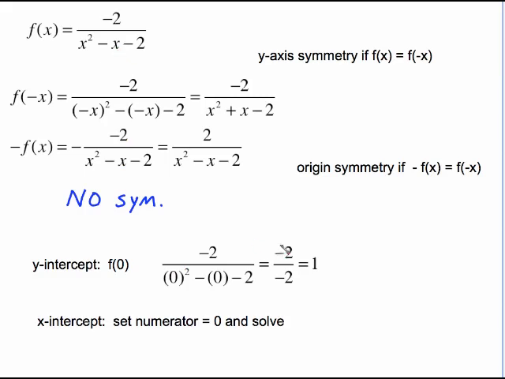Y-intercept, we're going to do f of 0, so I'm plugging 0 in for each of these x's, do the arithmetic, and I'm just going to get 1. So I have a y-intercept at 1. X-intercept, set the numerator equal to 0 and solve. Well, that's kind of silly. Negative 2 equals 0. There's nothing to solve, and that's no x-intercept.